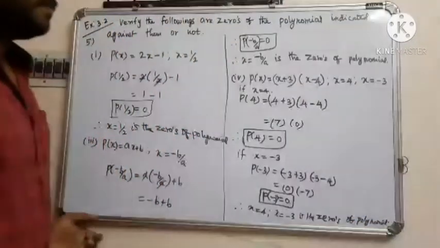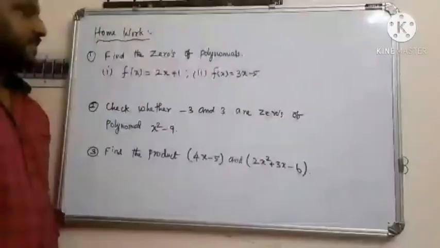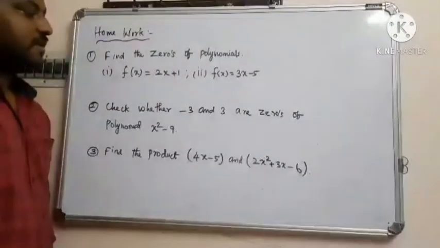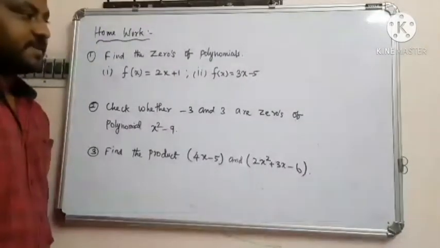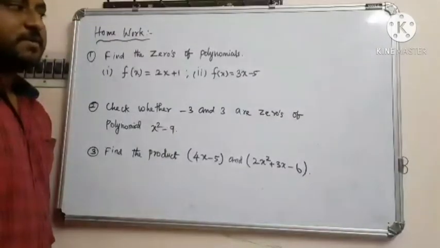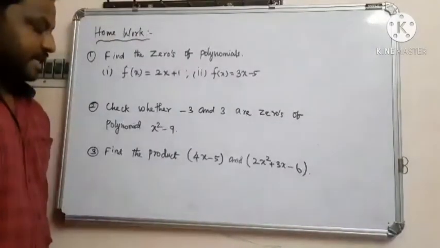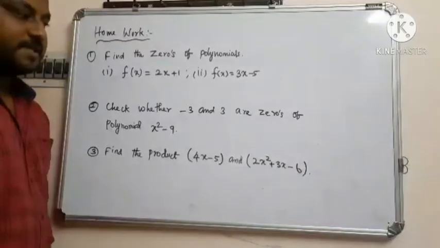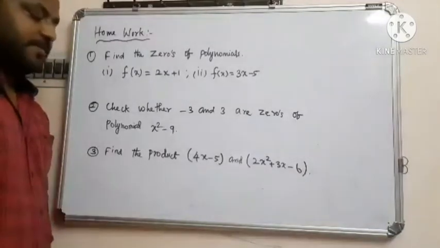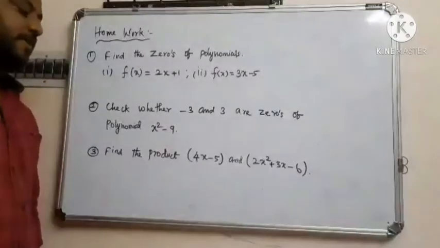Clear? This is a homework question. First question is find the zeros of the polynomial. First one is f of x is equal to 2x plus 1. Second one, f of x is equal to 3x minus 5. Second question, check whether minus 3 and plus 3 are the zeros of the polynomial, where the polynomial is x square minus 9.